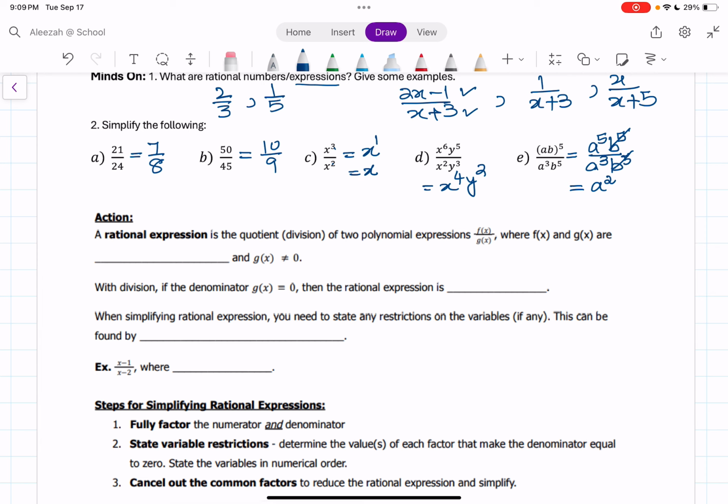Now what's a rational expression? A rational expression is the quotient of two polynomials, f of x divided by g of x, where f of x and g of x are polynomials and g of x is not equal to 0. The denominator of a rational expression cannot be 0. Similarly, when you're writing a rational number, the denominator should not be 0, because when its denominator is 0, it becomes undefined. Similarly, if the denominator is 0, then the rational expression is undefined.